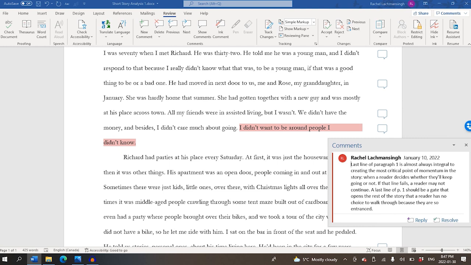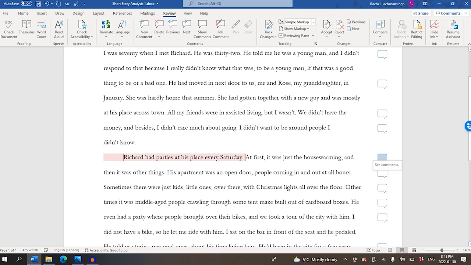You know, we've been lassoing them with these details, with this information, the concept, the characters. And now by this point, I want to have pulled them in a little bit. So I continued toward the end of my comment and I said, the last line of paragraph one should be a gate that opens the rest of the story so that a reader has no choice but to walk through because they are so entranced. Personally, when I'm reading short fiction, it's always that first paragraph.